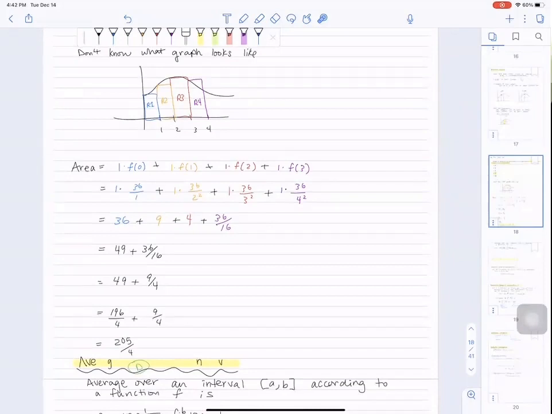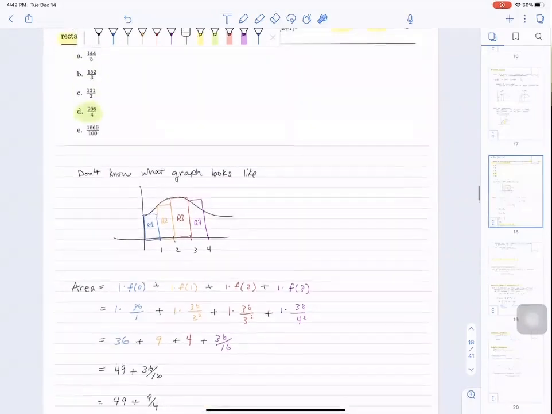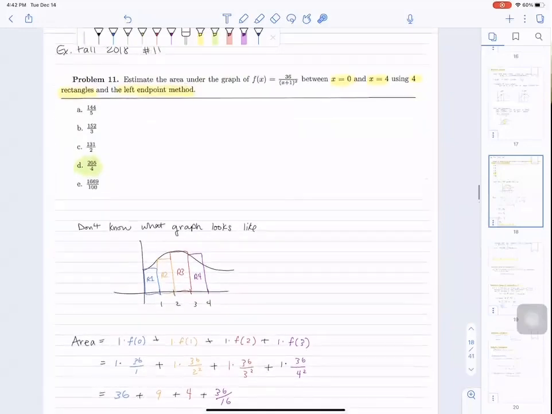What if they asked for the right Riemann sum? Yeah, so you would do a similar process. Again, we don't know what the function looks like. The pattern you'll notice is that when you're doing the left Riemann sum, we use f evaluated at 0, 1, 2, 3. We stopped at 3. But what would it be if we use the right Riemann sum? So we need the area of the first rectangle.